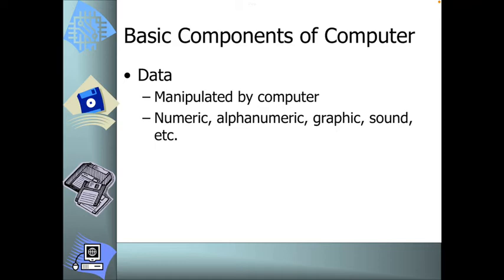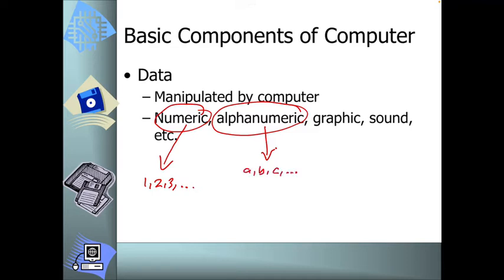Our third basic component of computers, data. What is data? It's something that is manipulated by computers. For example, we have different types of data. We have numeric. What is numeric? It is actually numbers: 1, 2, 3 and so on. Alphanumeric. What is alphanumeric? It refers to alphabets: A, B, C and so on.